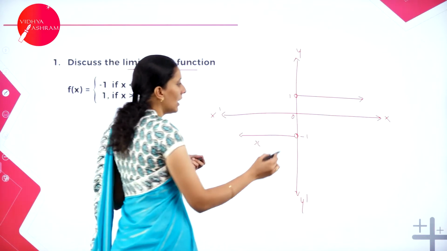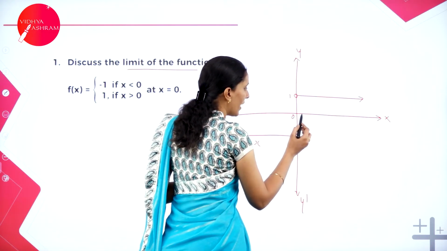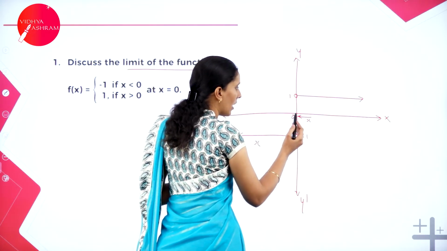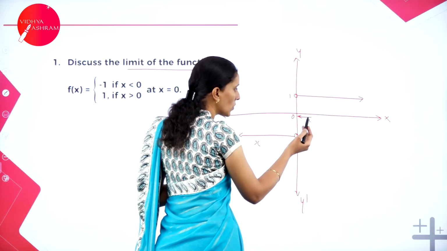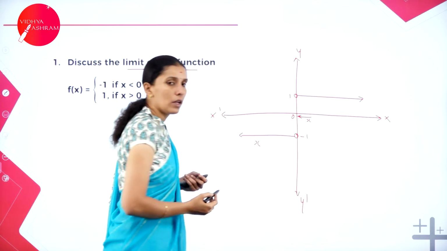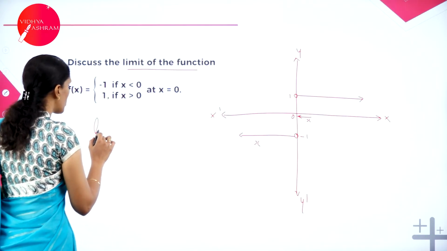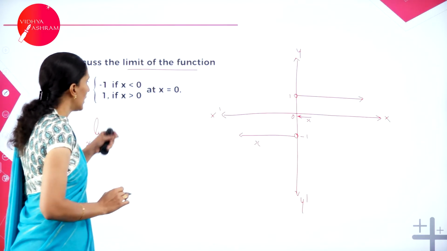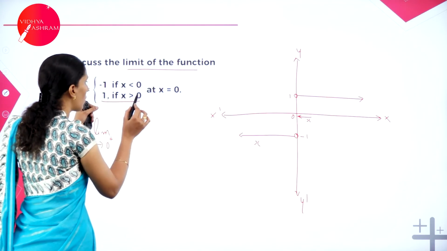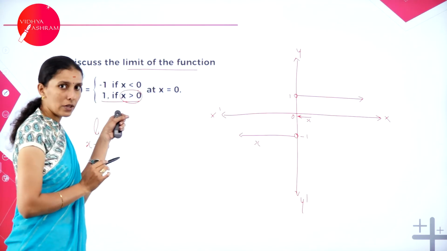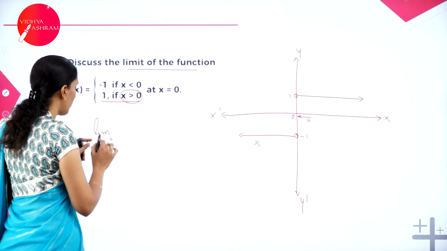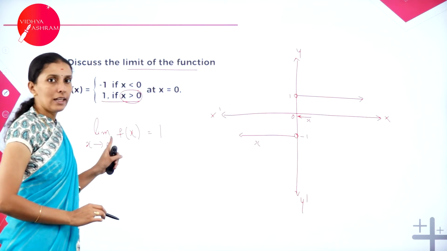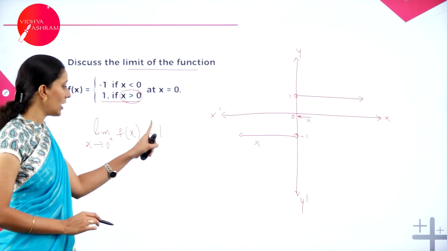Now see, let me take a value of x approaching 0 from the right side. It approaches 0 as it goes nearer and nearer to 0. That is, the limit as x tends to 0 plus. The function is clearly defined for all values x greater than 0, and the value is 1. So the limit as x goes close to 0 from the right side is 1.